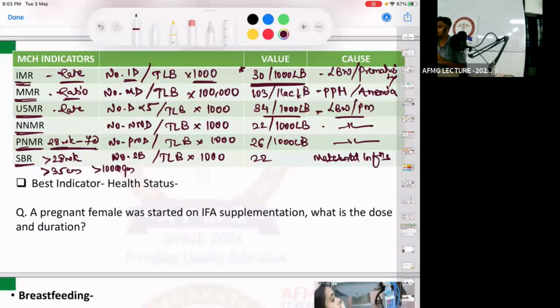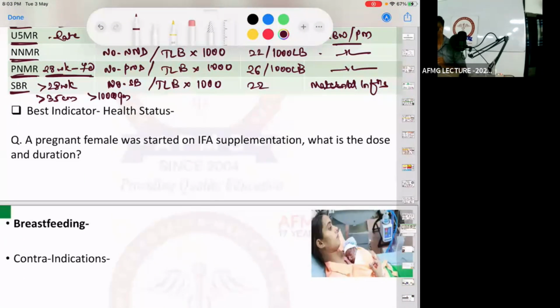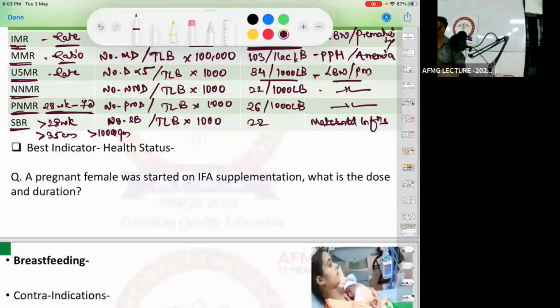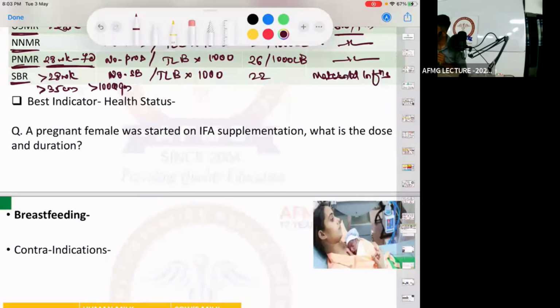Okay, quick revision, tell me the values quickly. MMR is 103 per 1 lakh live birth. Then under 5 mortality, perinatal mortality, stillbirth rate, and most common cause of stillbirth, maternal infection. Most common cause of under 5 mortality, infant mortality, or perinatal mortality: low birth weight and prematurity. Most common cause of MMR, PPH. Most common indirect cause, anemia.